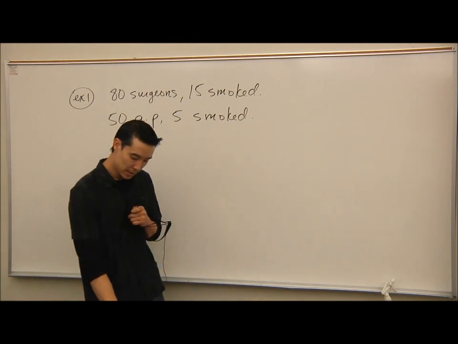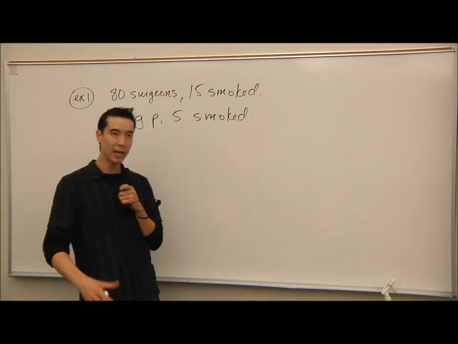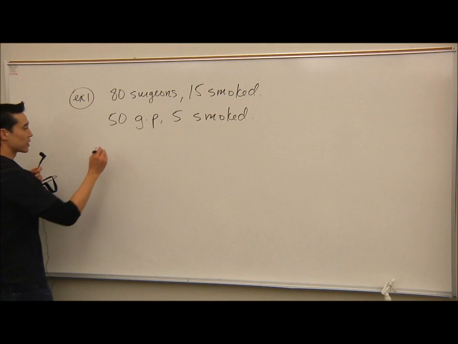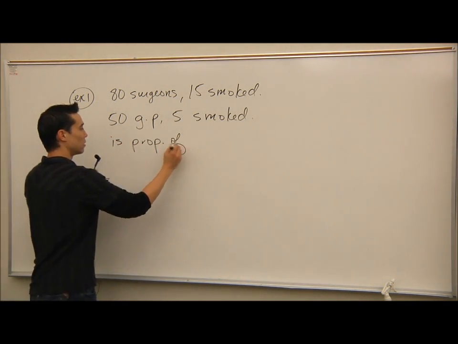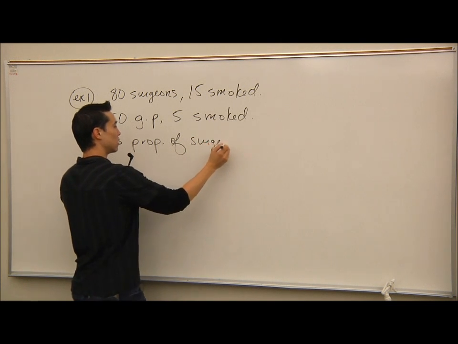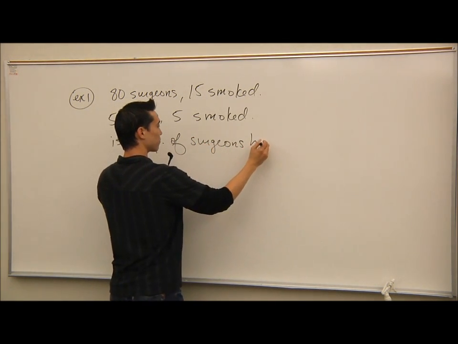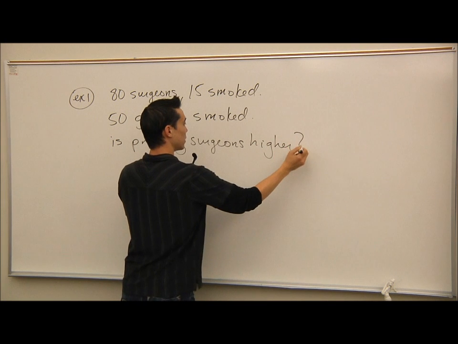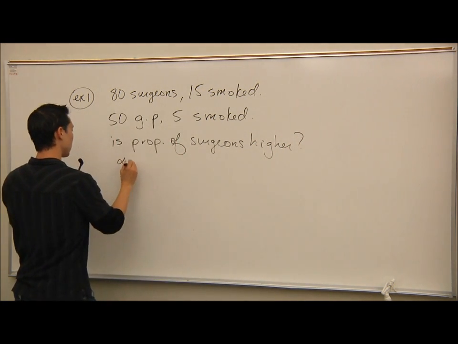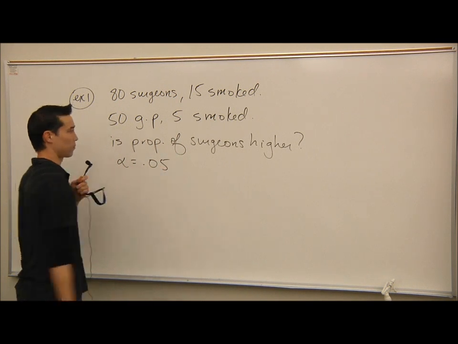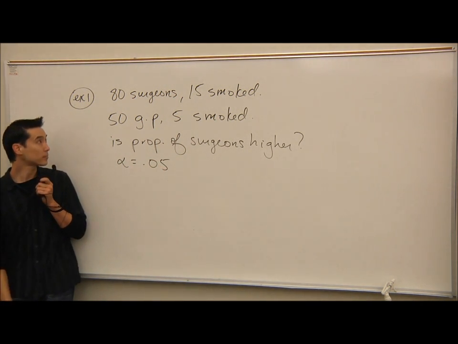And then it says, is the proportion of surgeons who smoke higher than the proportion of GPs? So is the proportion of surgeons higher? That's the question we want to answer at alpha equals 0.05. All right?